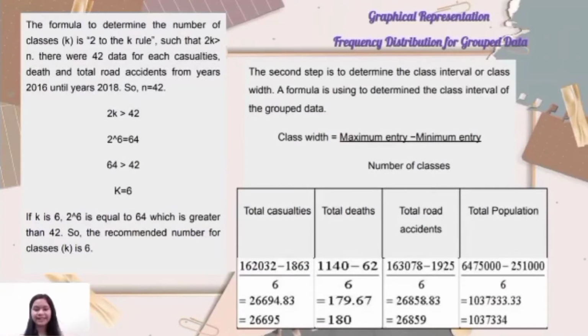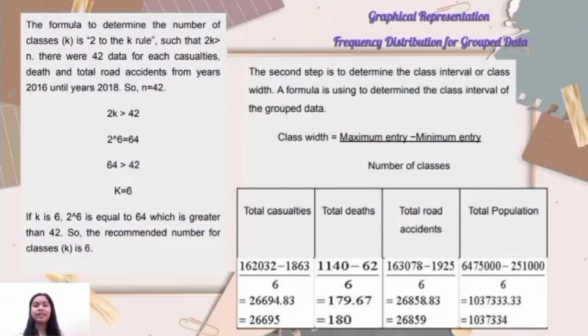Next, I'm going to present the graphical representation, which is frequency distribution for grouped data. First step, we need to determine the number of classes. There is one formula to determine the number of classes, which is 2^k is bigger than 42. 42 is our n. So from this formula, we know that 2^6 equals 64, which is bigger than 42. So our number of classes is 6.